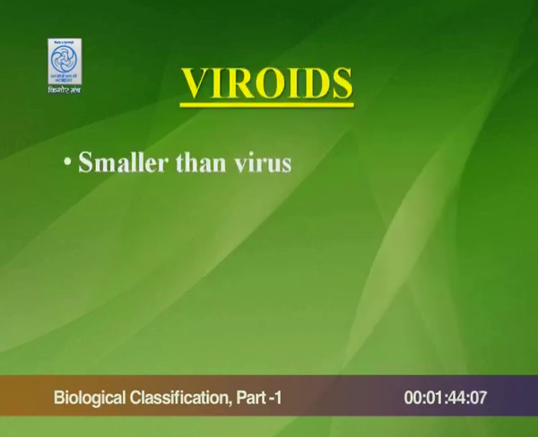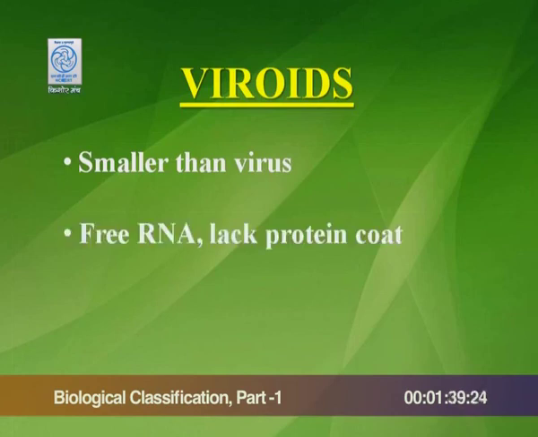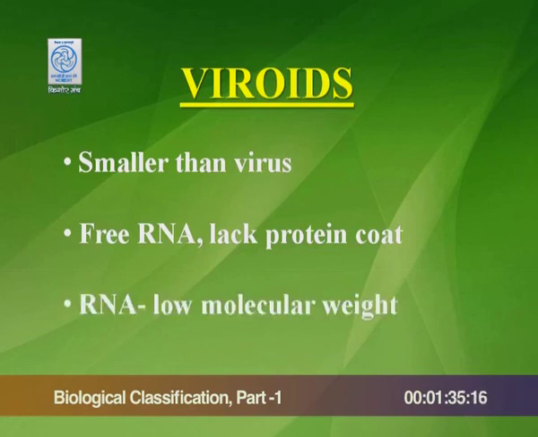Viroids: they are smaller than virus. They have free RNA and lack a protein coat. The RNA has low molecular weight.